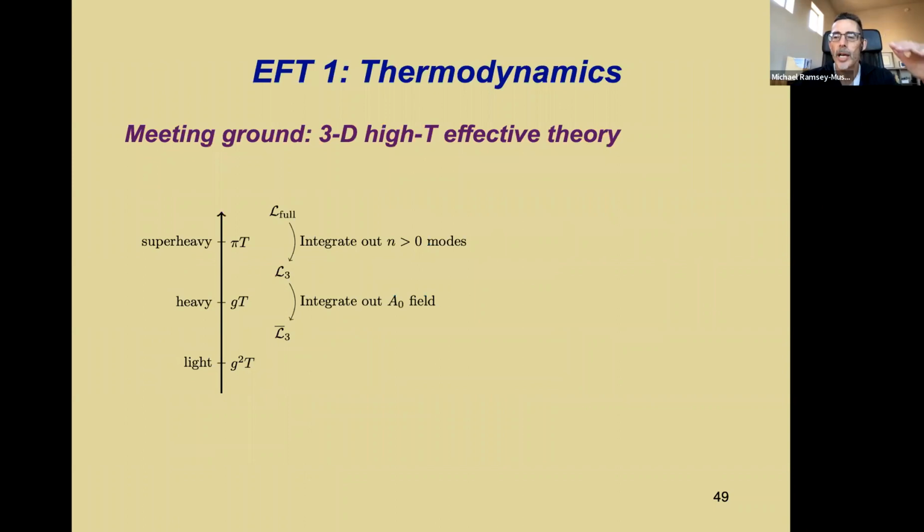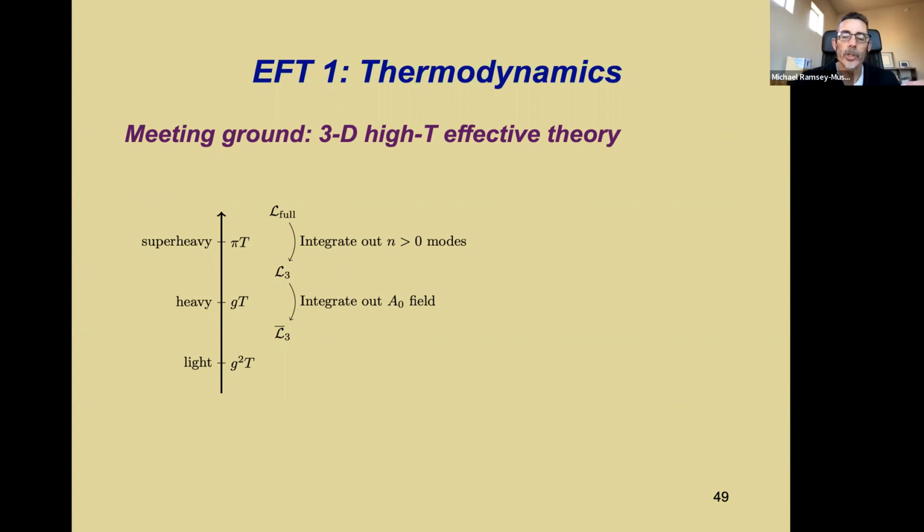So let's look diagrammatically, or schematically, at how this EFT construction works, which is shown on this slide here. The line goes from the light scale up to the super heavy scale, the Matsubara scale. And the idea is that we start with the full theory and we integrate out the non-zero Matsubara modes and possibly the BSM degrees of freedom. And we're left with an EFT called L3. Then we integrate out the time-like component of the gauge bosons, which have a mass that goes like gT. We're left with another EFT called L bar 3, which involves the light degrees of freedom.